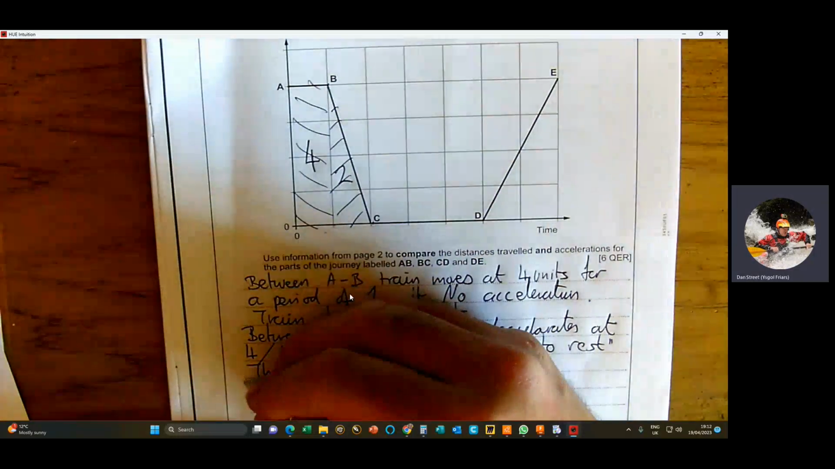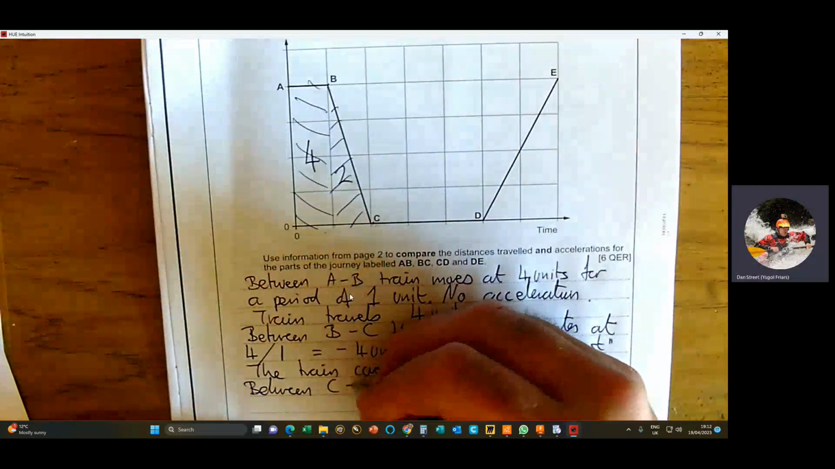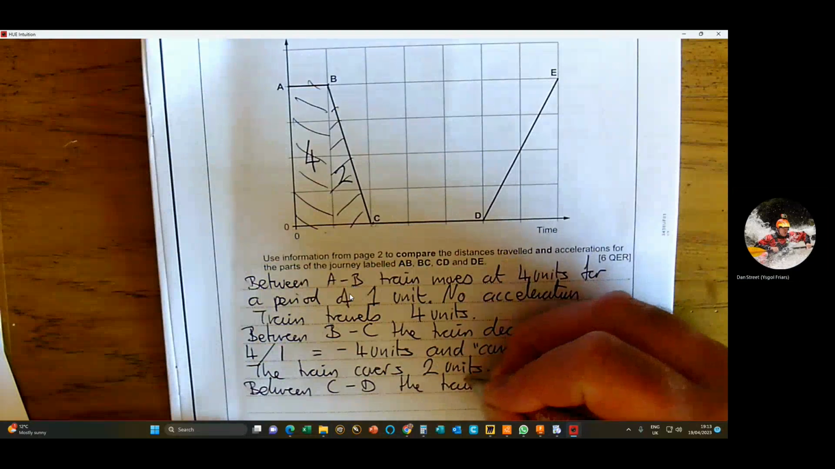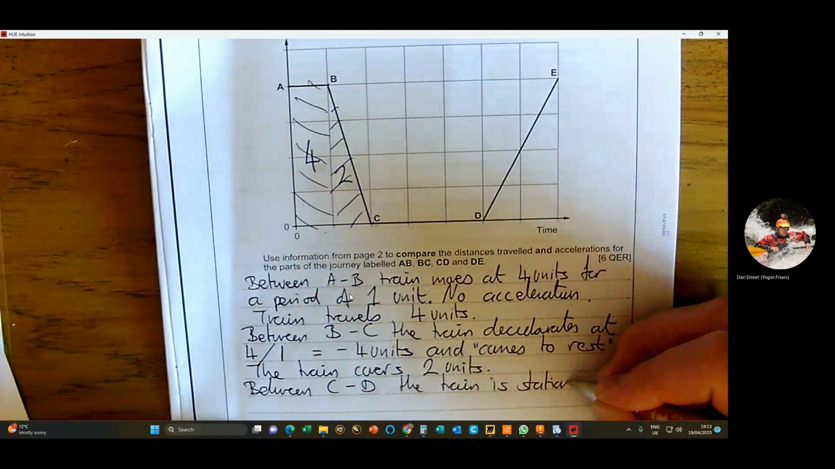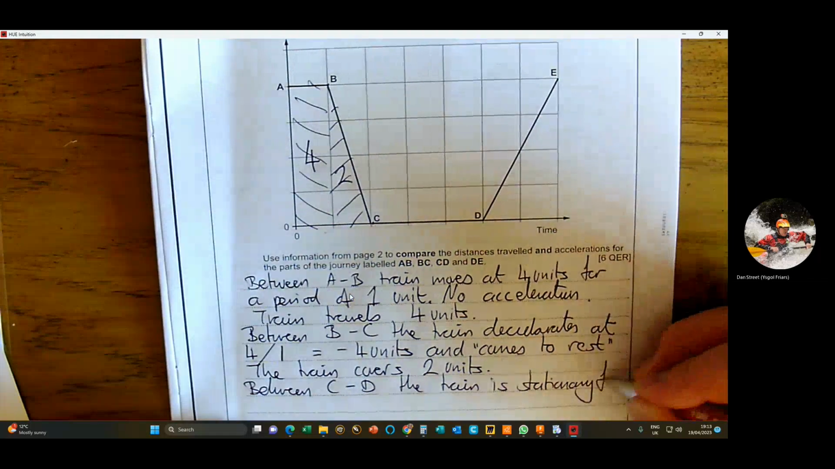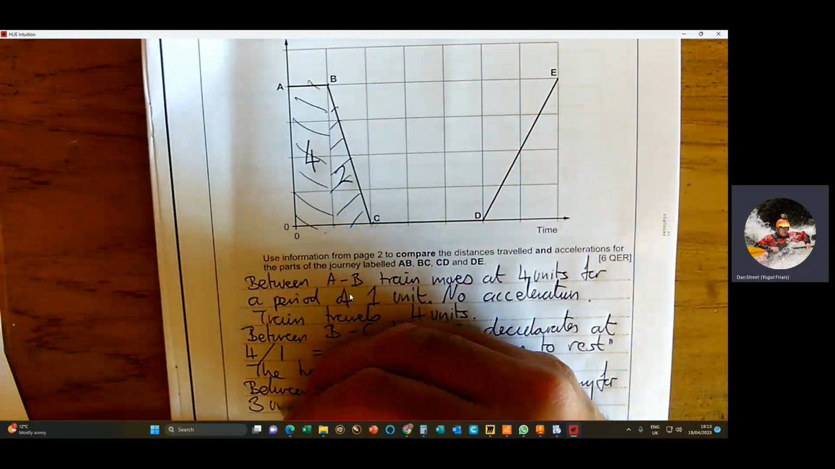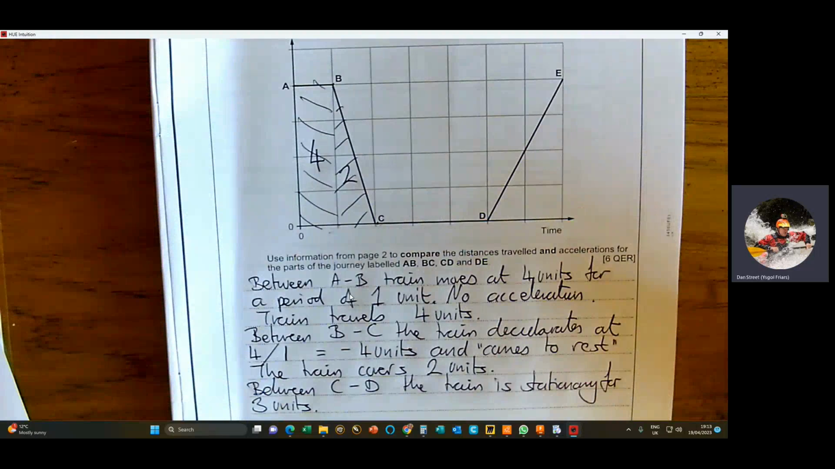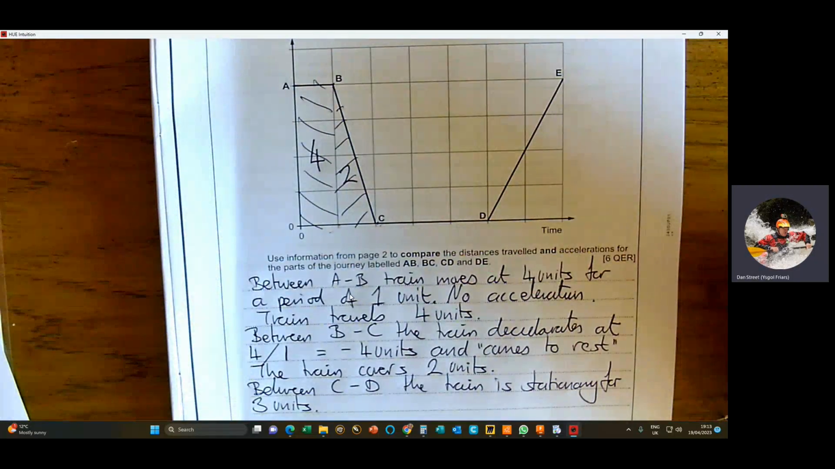And between C and D, the train is stationary for 3 units. So it comes to rest and it stops for 3 units. Obviously if it's stationary, it doesn't cover any distance, and there is no area under the graph to calculate, so we don't need to comment on that.